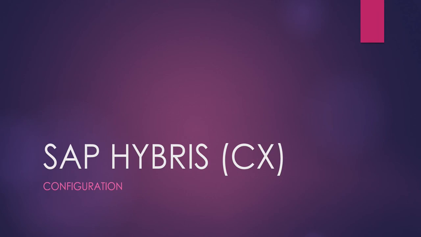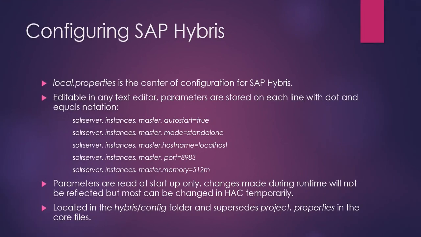The last element I wish to discuss in this lecture is how to configure the SAP Hybris. This is done through the file local.properties, and this is the center of configuration for SAP Hybris. It's editable in any text editor, and parameters are stored on each line with dot and equals notation. It's important to note that the parameters are read at startup only. Changes made during runtime will not be reflected, but can be changed in HAC, Hybris Administration Console, temporarily. The file is located in the hybris/config folder and supersedes project.properties in the core files. Local properties is instrumental in configuring SAP Hybris.